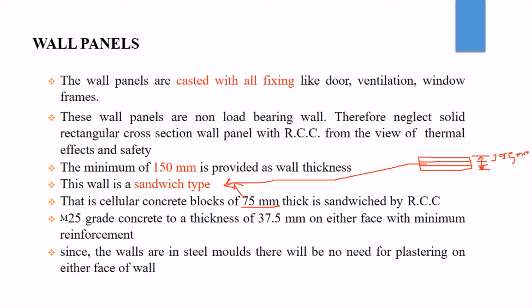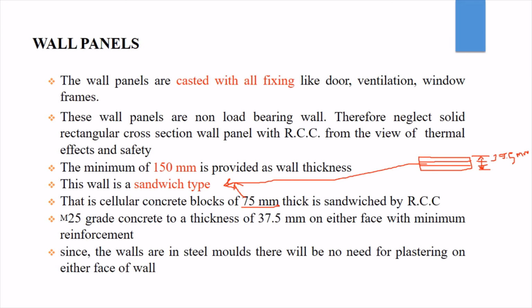These wall panels are non-load bearing walls, therefore we neglect the solid rectangular cross section wall panel with RCC, from the view of thermal effects and safety. We will discuss thermal effects and safety in the next lecture. A minimum of 150 mm is provided as wall thickness. So this wall is said to be a sandwich type.